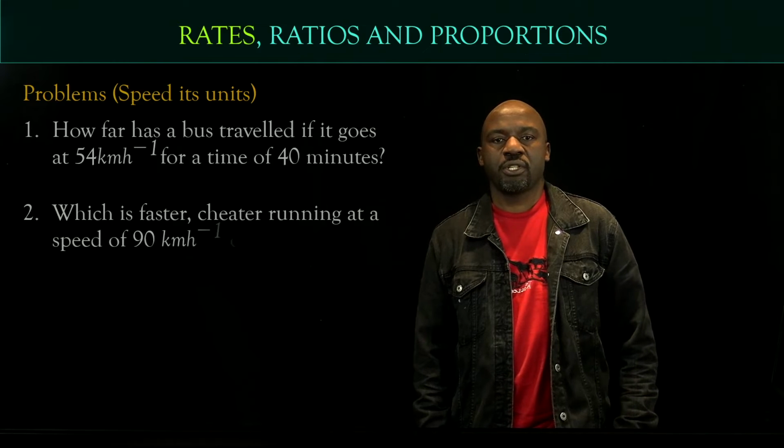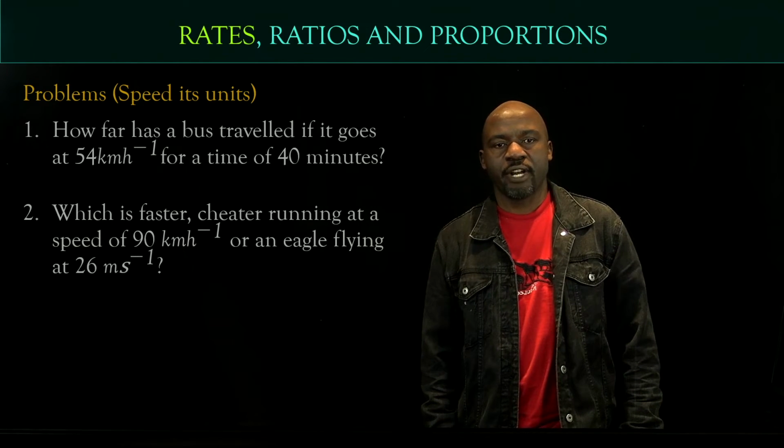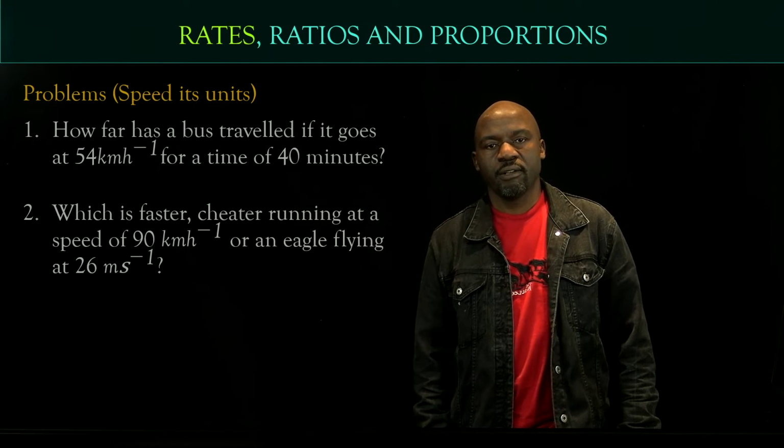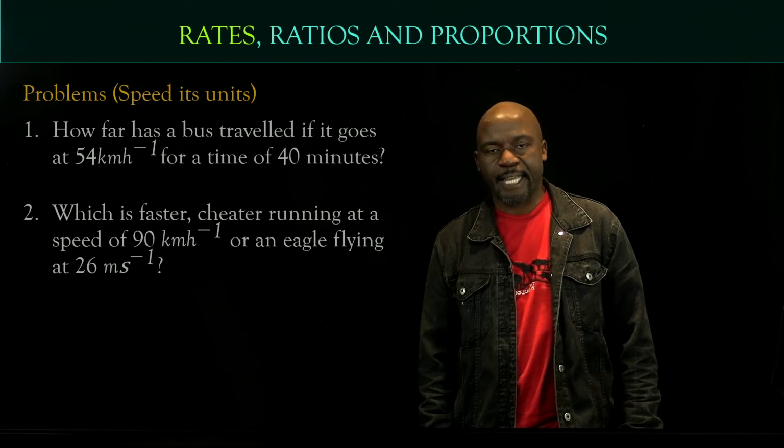Question 2, which is faster? A cheetah running at a speed of 90 kilometers per hour or an eagle flying at 26 meters per second, right?